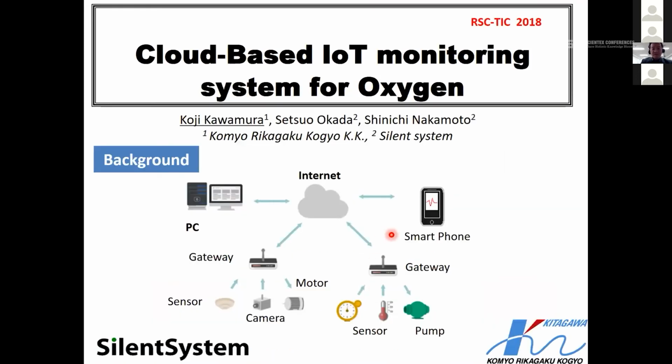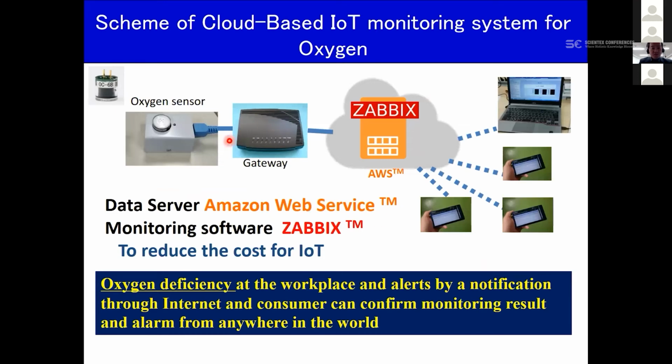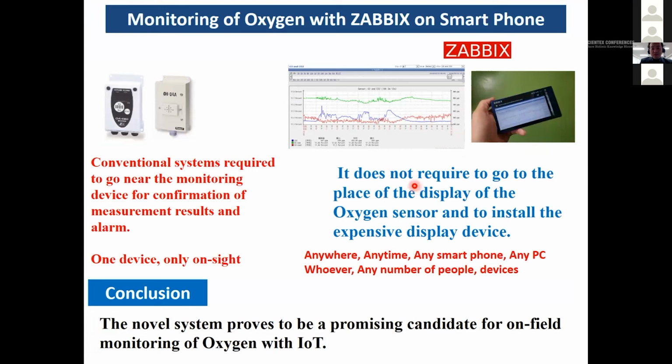We also developed IoT monitoring systems, and this is an oxygen sensor. This sensor sends the result to the internet through the gateways. We use AWS and Zabbix for the data server and monitoring system to reduce the cost of IoT because this software is open source. So we can check the results of the sensors with each smartphone and PC. These are examples of oxygen monitors. If the sensor detects oxygen deficiency, the gateway sends an email to a smartphone as an alert.